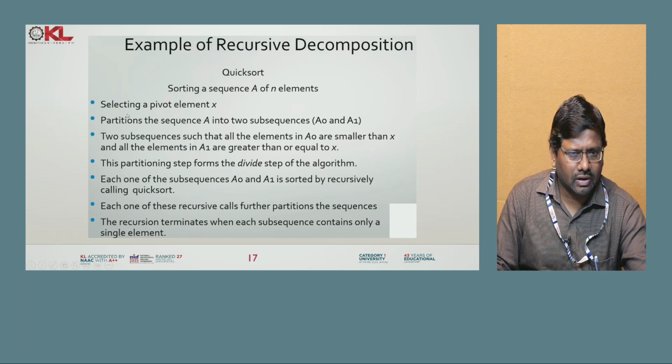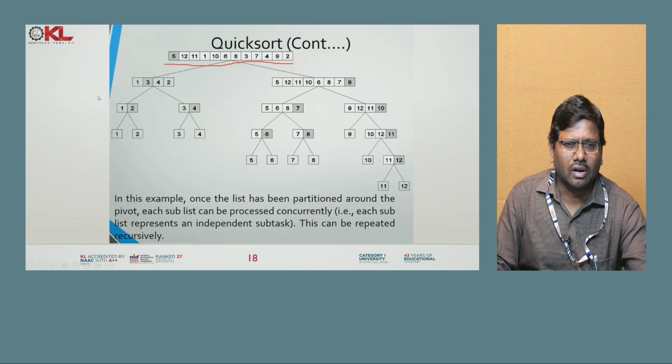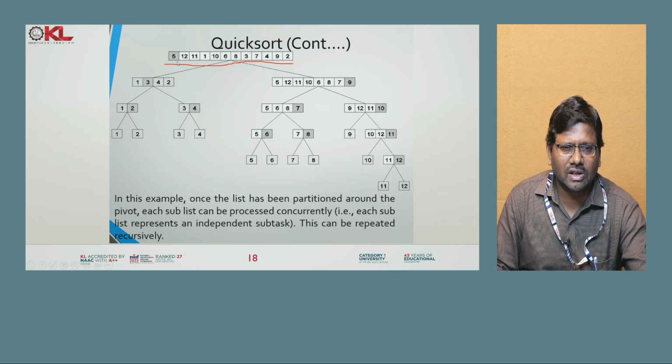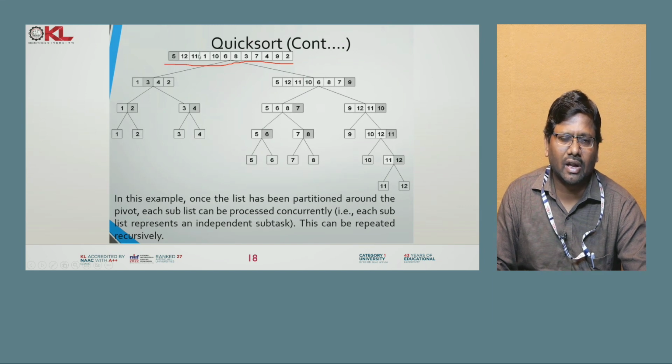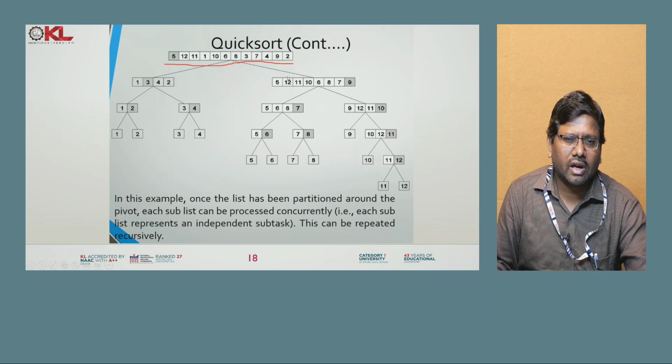Let's make the concept very clear with an example. Just have a look here. These are the set of elements which are given: 5, 12, 11, 1, 10, 6, 8, 3, 7, 4, 9, 2. The pivot element we are selecting here is 5. We divide the entire given set of elements into two parts. In one part we find the elements which are less than 5, and in another part the elements which are greater than 5. So with the given array A, we have generated two more arrays, A0 and A1.